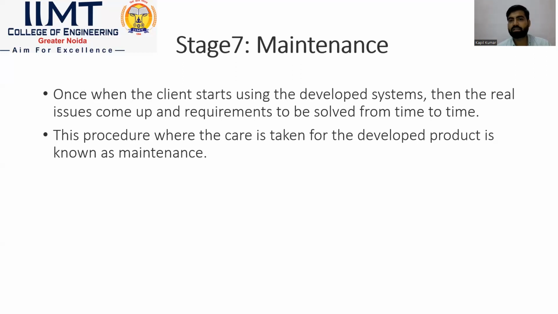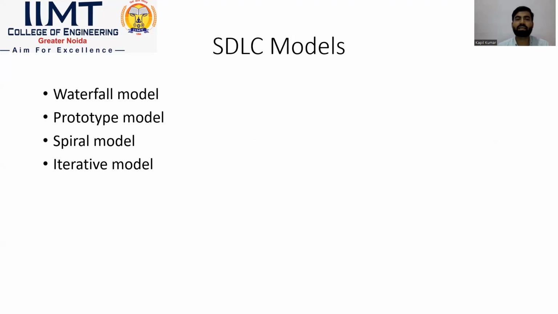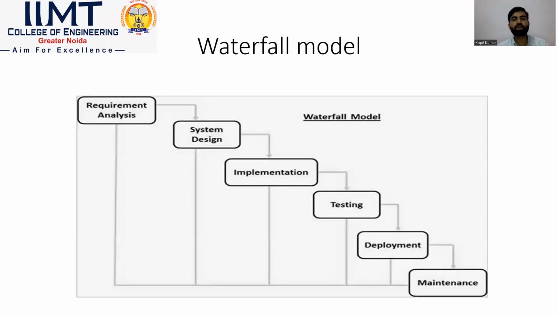After discussing the stages, now we are moving to the SDLC models. The first one is the waterfall model, then the second is the prototyping model, then the spiral model, and the iterative model. The first one is the waterfall model. The picture is very clear, as the name suggests. It looks like a waterfall, and we can see there is no track going back to the previous stage.